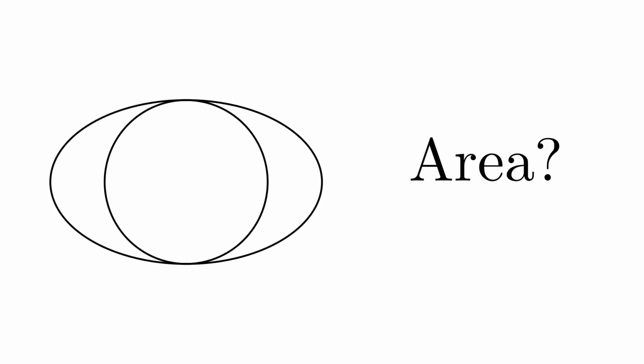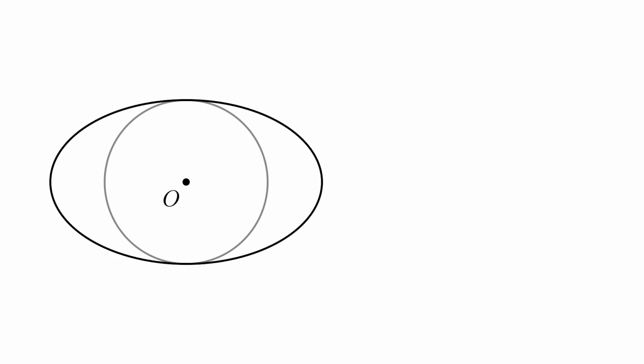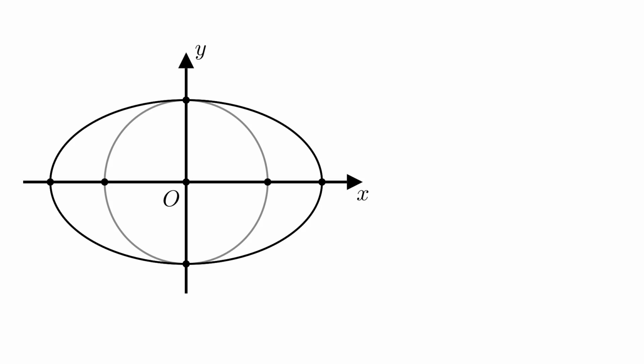In this video, we'll see how we can get the formula for the area of an ellipse. We'll rely on the fact that an ellipse is a circle stretched in one direction. Let's denote the center of the ellipse by O, and let's put an xy coordinate system with its origin at O. Suppose that our ellipse intersects the x-axis at negative a and a, and the y-axis at negative b and b.